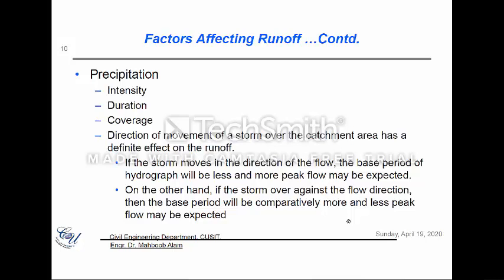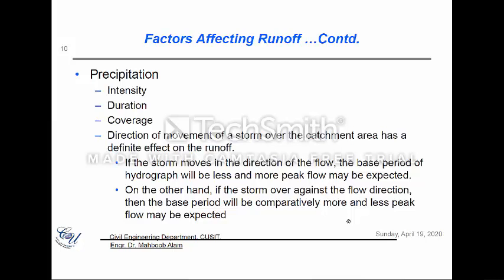Another interesting thing is the direction of movement of a storm. You would have observed that when precipitation is occurring, you can clearly see that there is a certain direction to that precipitation. It is falling in a certain direction, and because of the wind it is moving, if you're looking into it, either from your left to right or from your right to left.